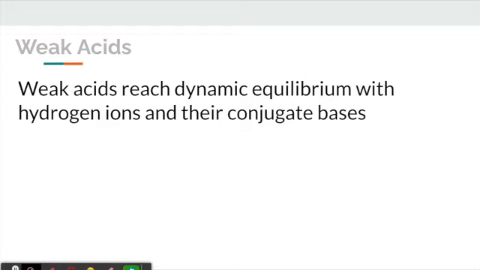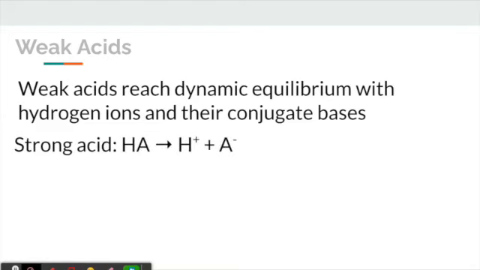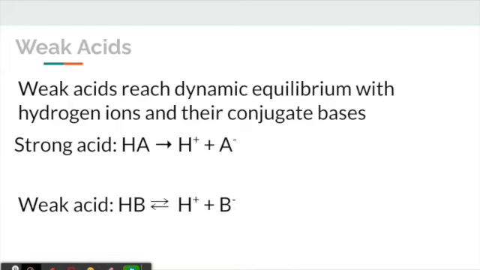So let's talk about weak acids and contrast them with strong acids to get started. Weak acids behave just like strong acids do, except they reach dynamic equilibrium with hydrogen ions and the conjugate bases that are left over after they ionize, or with hydronium ions, depending on how you're modeling it. A strong acid, for example, some generic acid HA, is going to fully dissociate and produce H plus ions and A minus ions. A weak acid, on the other hand, let's call it HB, is going to produce the same ions, H plus ions and B minus ions, the conjugate base, except it's going to do it reversibly. It's going to reach a dynamic equilibrium.